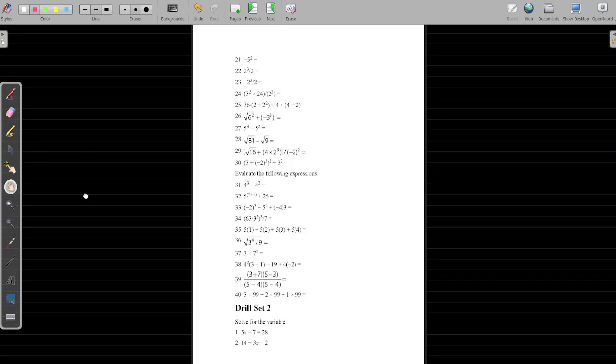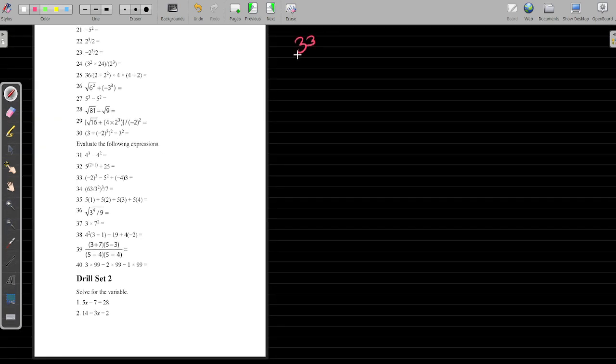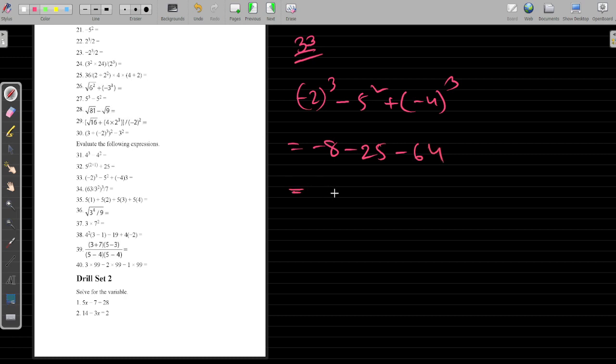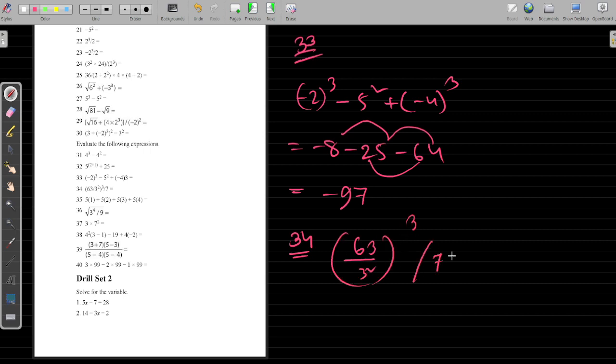Now I am going to solve 33 number. 33 will be minus 2 cube, then minus 5 square plus minus 4 cube. This will be minus 8, minus 25, then minus 64. Then this will be minus, now if I calculate this one, 8 and 6, 9 and 8 means 17, and 6, 8 and 1, 9 minus 97.